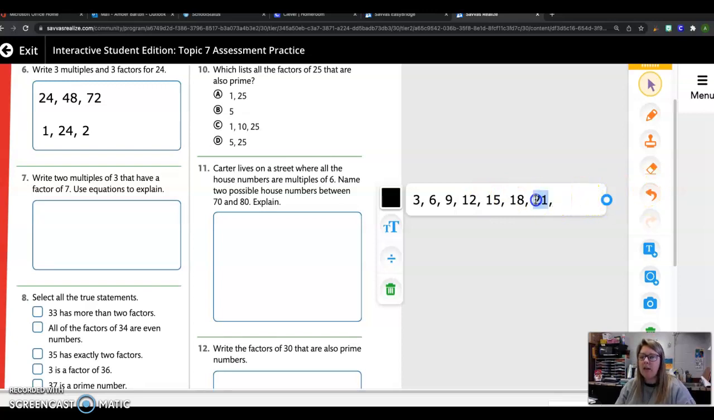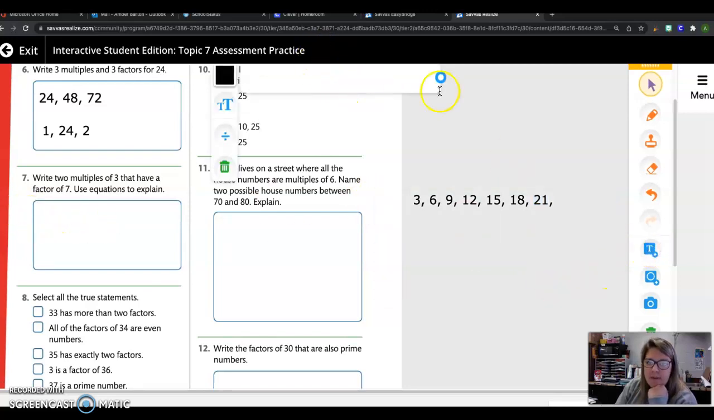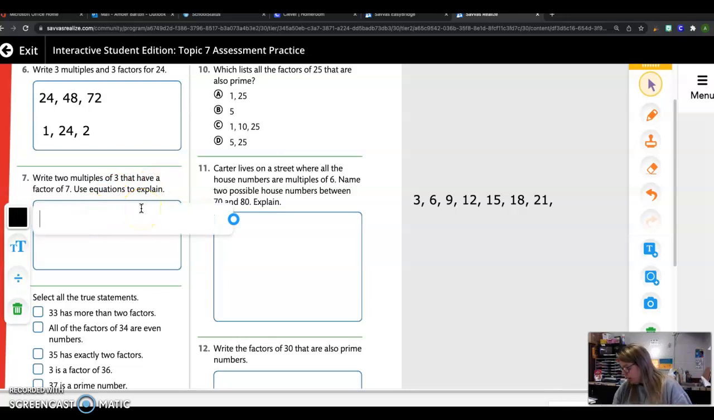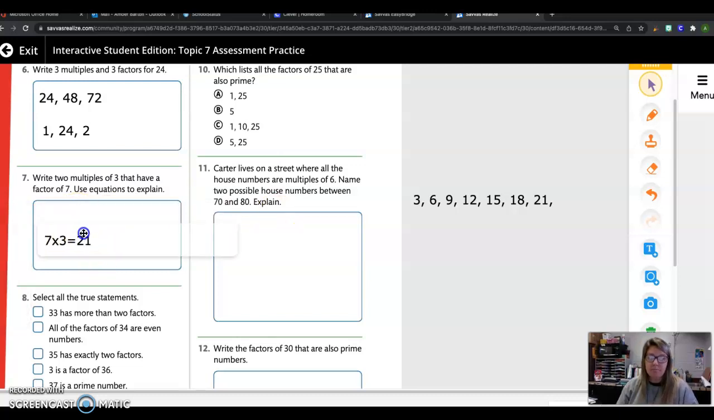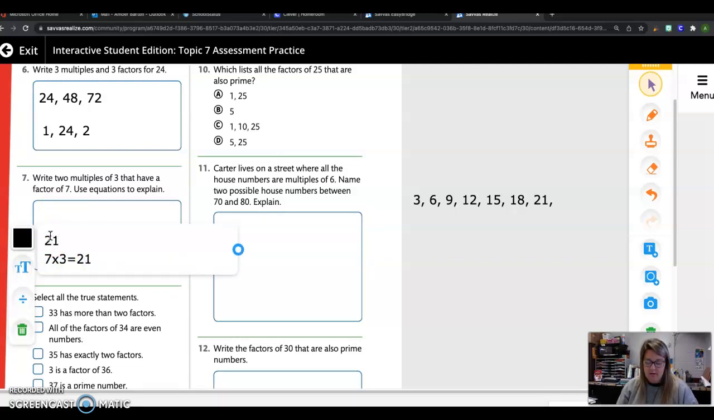Oh, look, I noticed something about 21. Does 21 have a factor of 7? Yes, it does. We could do 3 times 7 and it would equal 21. So when it says use equations to explain, all it wants you to do is pretty much just say 7 times 3 equals 21. Okay, because that's an equation. It shows us that one of the multiples that we're looking at is going to be 21. And then there's going to be one more that we have to figure out, right?